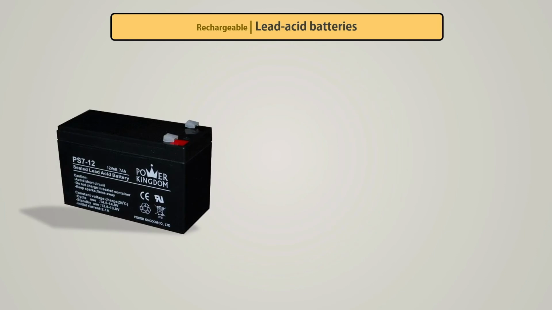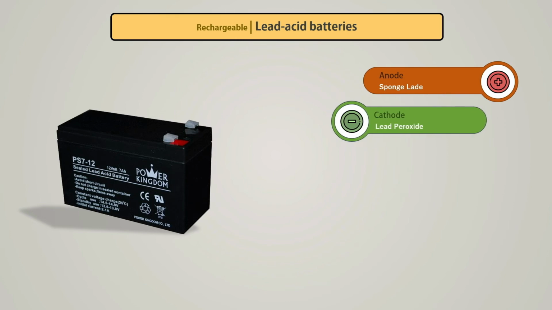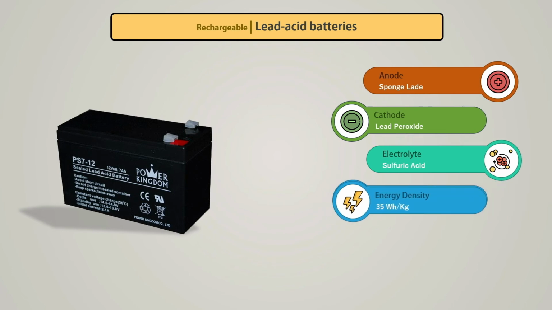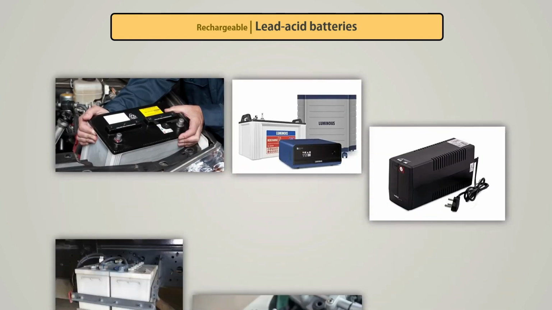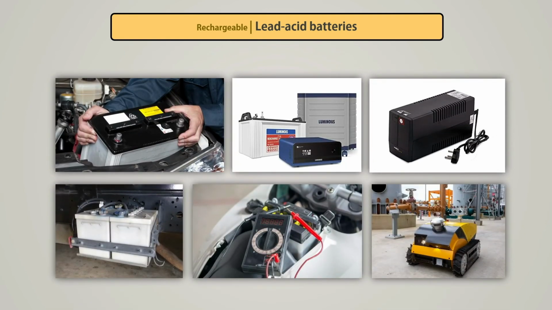Lead-acid batteries are the workhorse batteries of industry. They are incredibly cheap, rechargeable, and easily available. In a lead-acid battery cell, the sponge lead serves as an anode, lead peroxide serves as cathode, and sulfuric acid serves as an electrolyte. Lead-acid batteries come in 2-volt cells, that means you can have a battery with an even number of volts. Power density of these batteries is 35 watt-hour per kg and nominal voltage is 2 volt. A lead-acid battery should be able to maintain a cycle life of more than 500 to 2000. Lead-acid batteries are used in vehicles, UPSs, robotics, and other systems where a lot of power is needed, and weight is not as important.